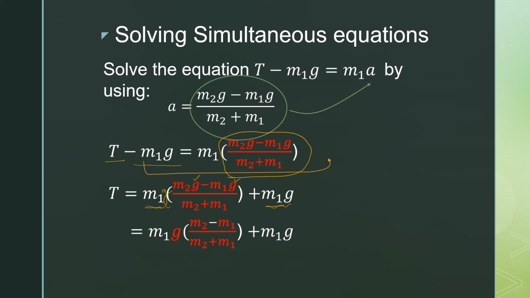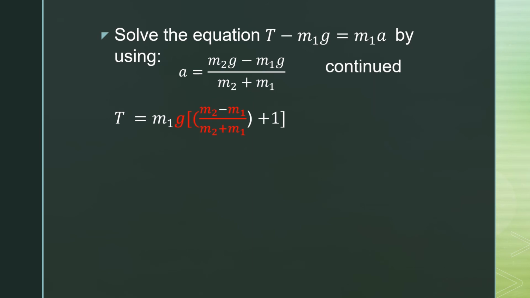And now we can factor the whole m1g. What's left is this much, and that's what I'm simply copying here. Since m1g is gone, what's left? Not 0, it's 1. m1g times 1 is m1g. So that's why 1. Now we need to simplify the right-hand side by adding two terms. This term, which is a fraction, and this term, which is just a number.